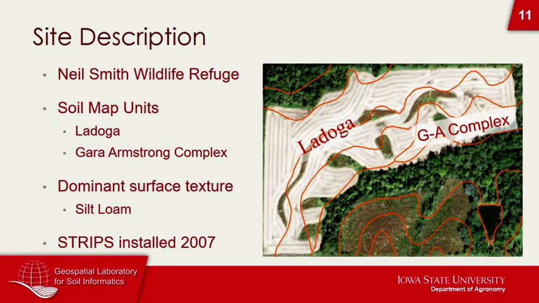A quick note on my site description. I did my study at Neal Smith Wildlife Refuge. The main soil mapping units were Ladoga and the Gara-Armstrong Complex. Ladoga was mostly our summits, shoulders, and back slope. In the test plots, we've got the Gara-Armstrong Complex. The dominant surface texture was silt loam, and we measured that by laser diffractometry. And a little bit on strips. This was the oldest site, and it was started in 2007. I took my samples in 2017, making it a 10-year anniversary type study.